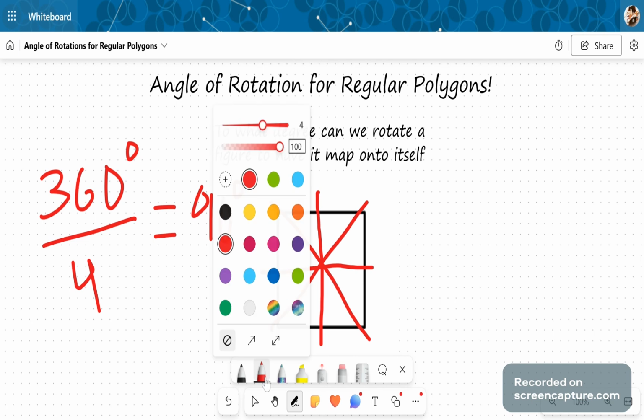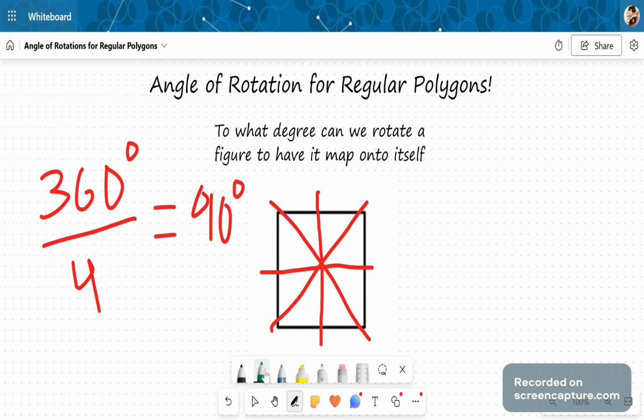Now, an interesting thing to note here is that the number of lines of symmetry also corresponds to the number of vertices this figure has. A square has 1, 2, 3, 4 vertices. So rather than trying to figure out how many lines of symmetry a figure has, especially when you get to one with lots of lines of symmetry, like tons, 10, 20, it's a lot easier to count the vertices than it is to count the lines of symmetry.